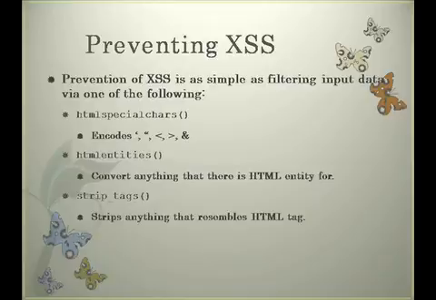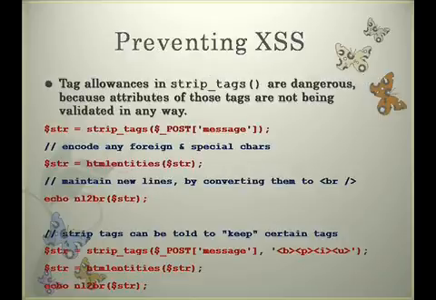Preventing XSS. Prevention of XSS is as simple as filtering input data via one of the following. The tag allowance in strip_tags is dangerous because attributes of those tags are not being validated in any way.